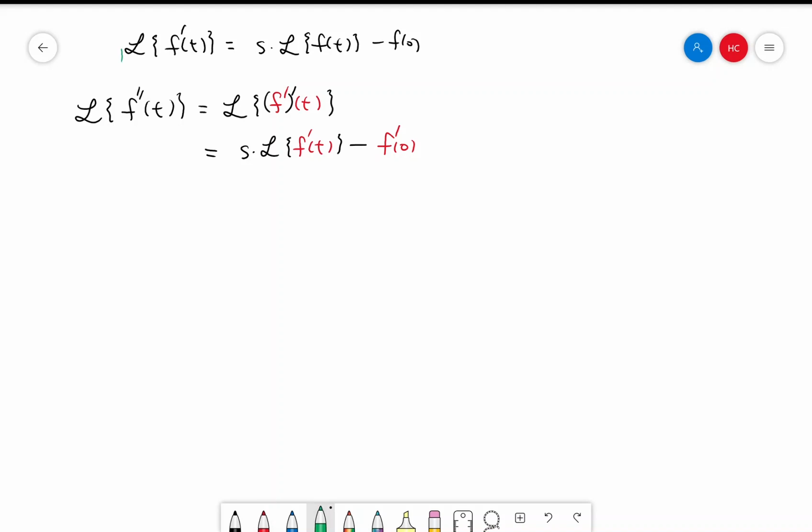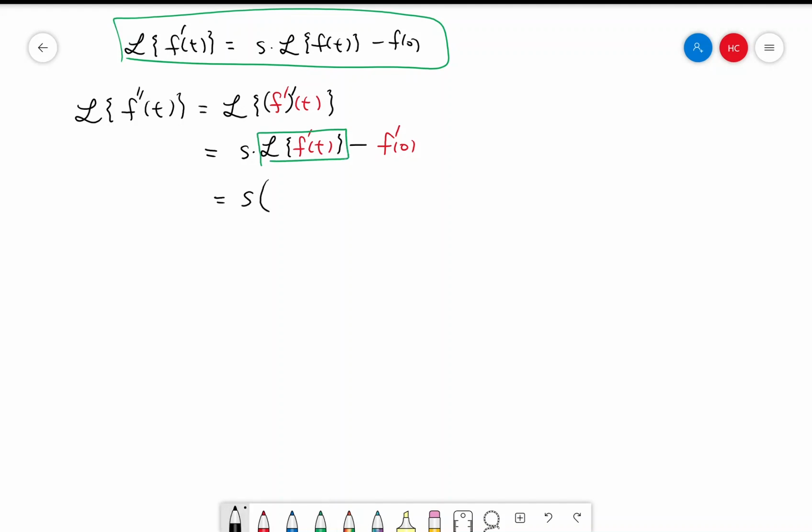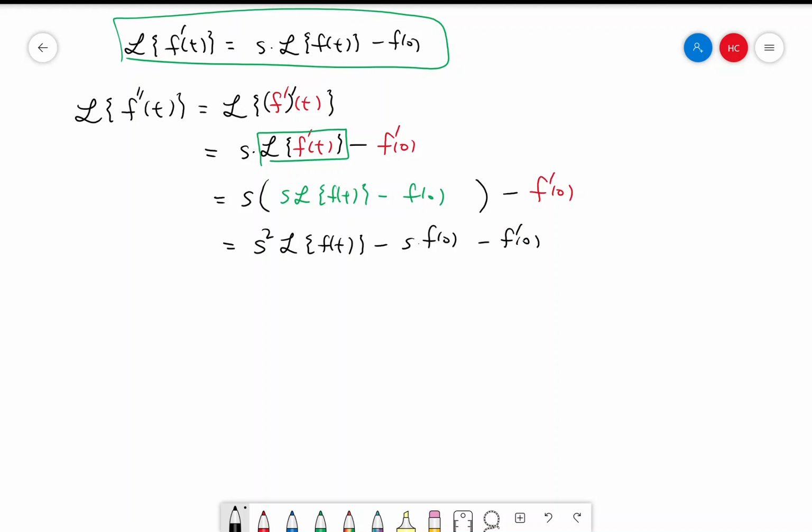And now we can apply this statement again to the new term. So this is equal to s times parentheses s times the Laplace transform of f of t minus f of 0, minus f prime of 0. So if we simplify it, what we get is s squared times the Laplace transform of f of t minus s times f of 0 minus f prime of 0, which is equal to s squared times F of s minus s times f of 0 minus f prime of 0. So that's the Laplace transform for the second derivative.